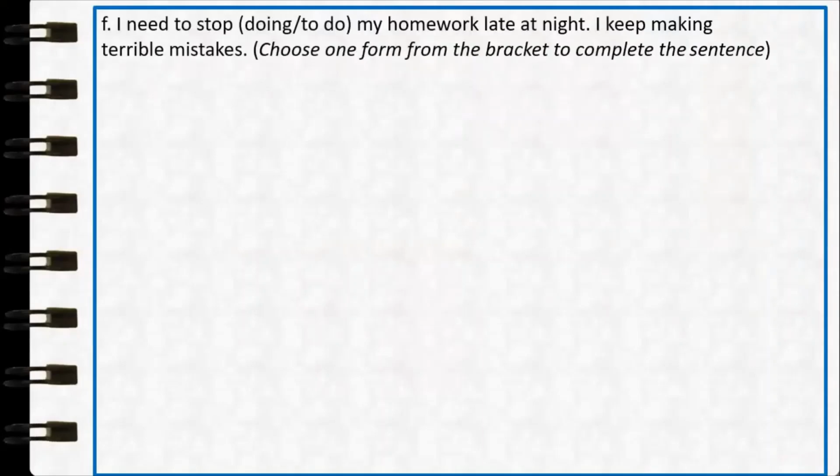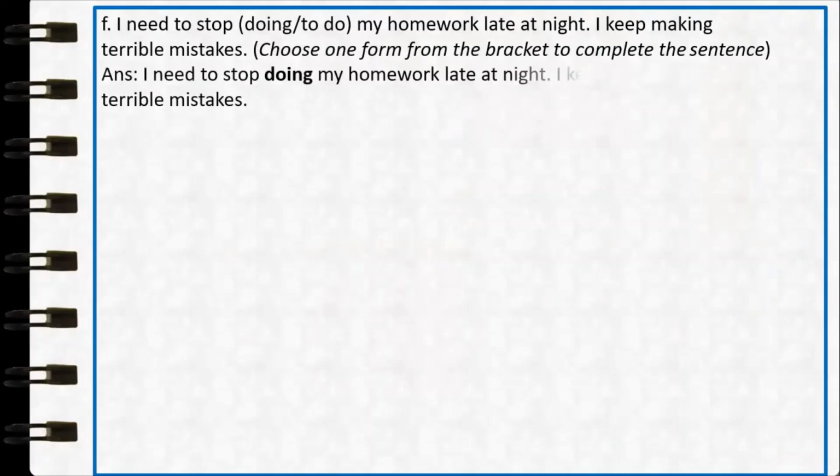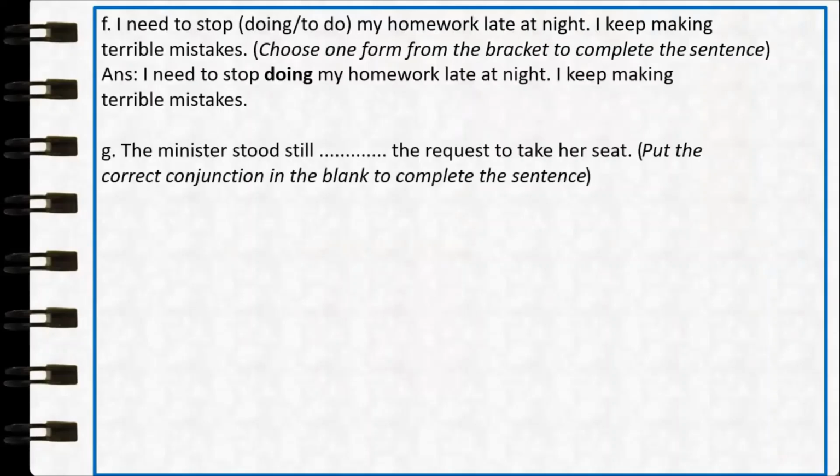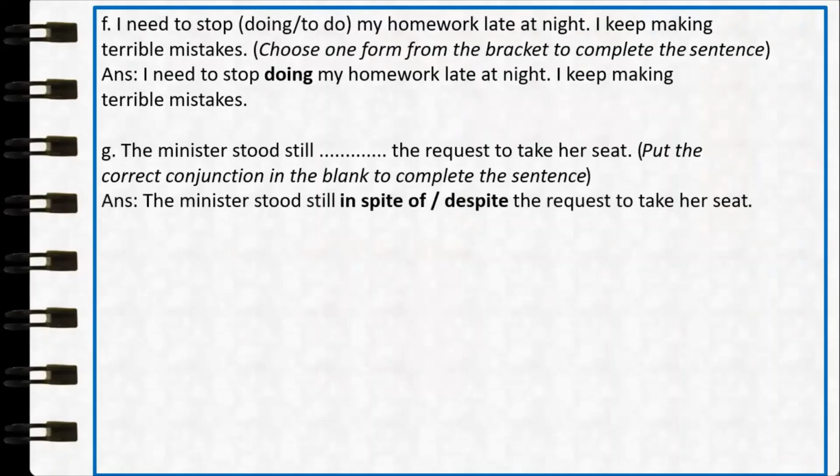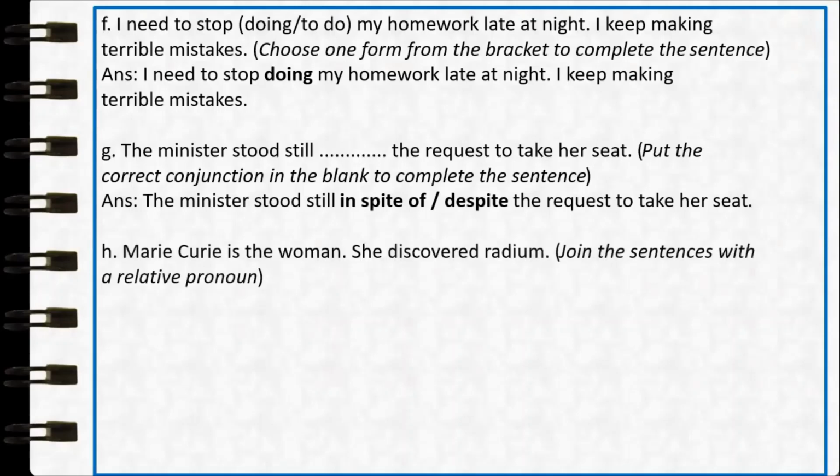Number 6. Sixth question from question number 7, F. I need to stop doing or to do. Stop always takes the ing form, so stop doing. G, the minister stood still, the request to take her seat. And the correct conjunction that we can use in the blank: in spite of or despite. Okay, so whatever you say, in spite of or despite, both are correct answers.